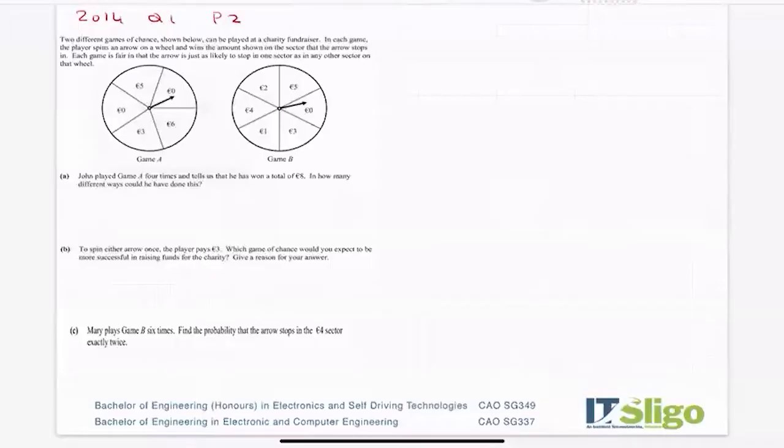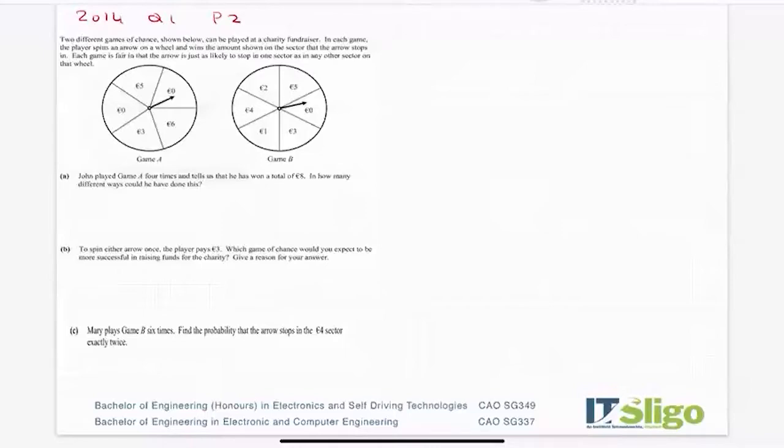The 2014 question on probability, this was question 1 from paper 2. Two different games of chance shown below can be played at a charity fundraiser. In each game, the player spins an arrow on a wheel and wins the amount shown on the sector that the arrow stops in. Each game is fair in that the arrow is just as likely to stop in one sector as in any other sector on the wheel.